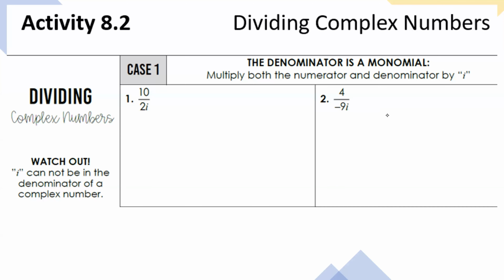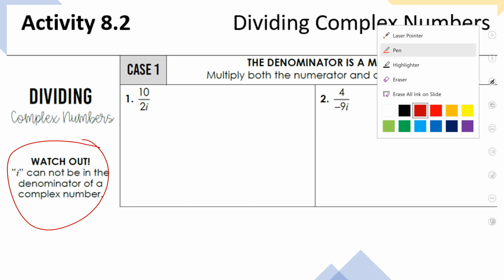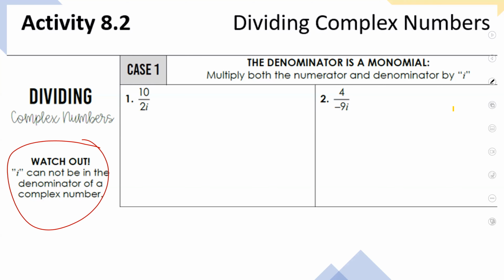Okay, so today we're going to talk about dividing complex numbers. And we need to take note of what it says right here. I cannot be in the denominator of a complex number, okay? So the way we're going to do this, how we're going to get the i out of the denominator, is we're going to multiply both the numerator and the denominator by i.